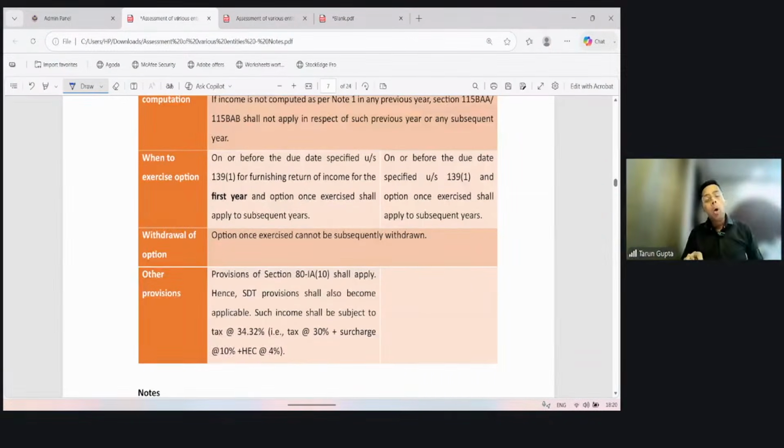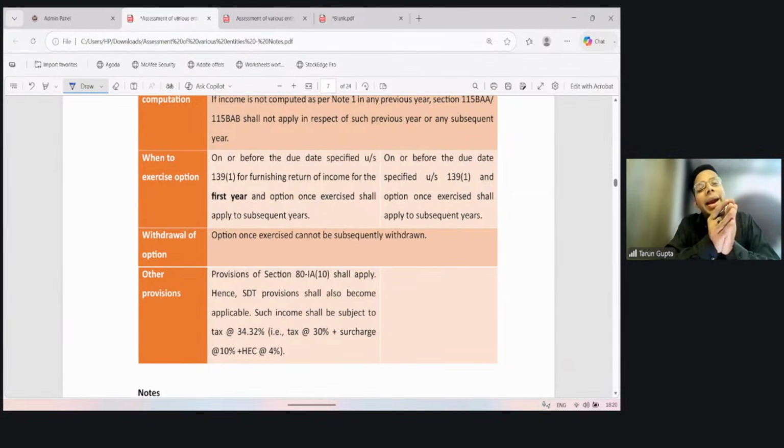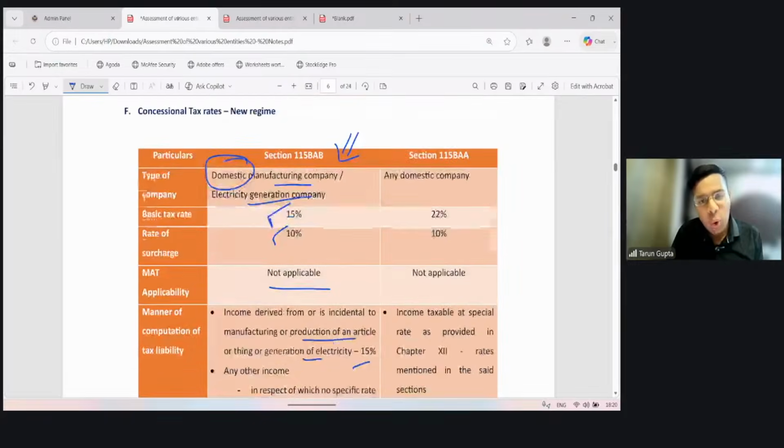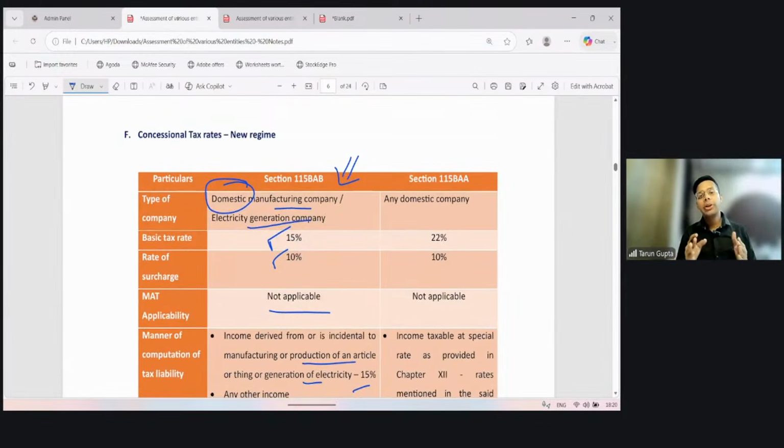Also, if there is a transaction between this company and any other associated company, maybe a domestic company, and such transaction is not at arm's length, then specified domestic transfer pricing shall be applicable, and any excess profit computed by the AO, the tax officer, on account of the applicability of transfer pricing, shall be taxable at 30%. So this was a benefit given to a new manufacturing company which commences operation on or before 31st March 2024.